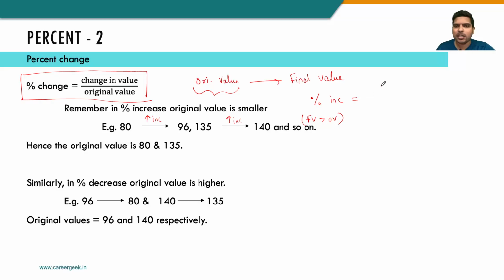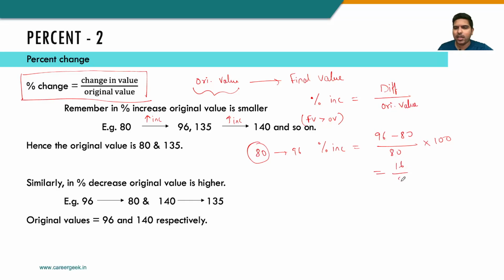So percentage increase is the difference of the values upon the original value, which is the smaller value in the increase case. Okay, now let's say if 80 is becoming 96, what is the percentage change? The increase in this case is the difference upon the original, into 100.